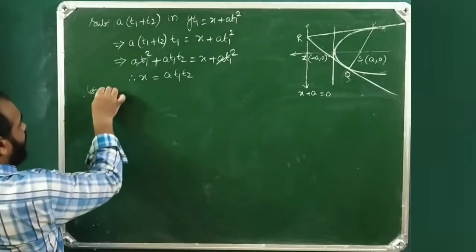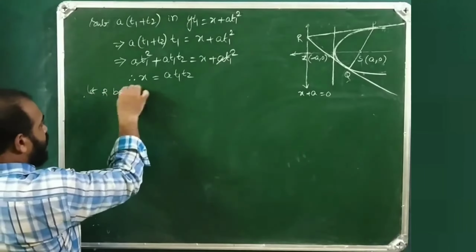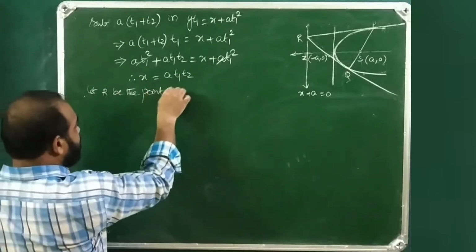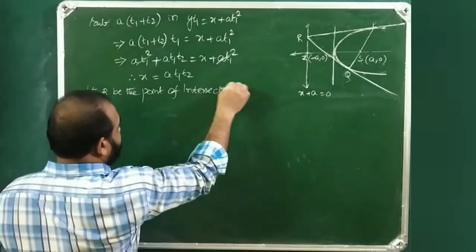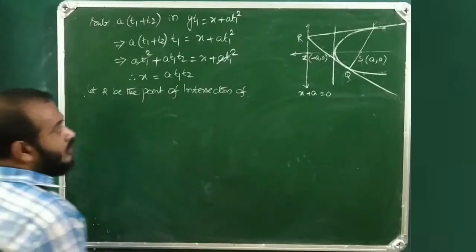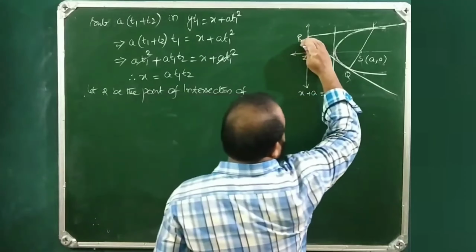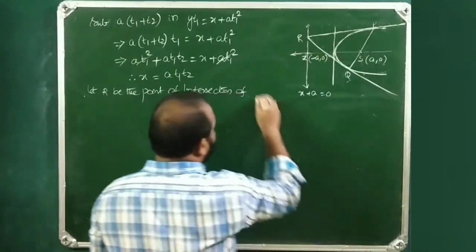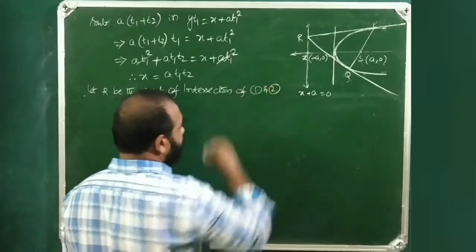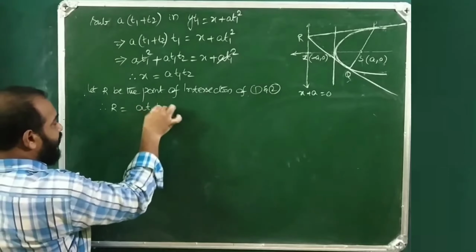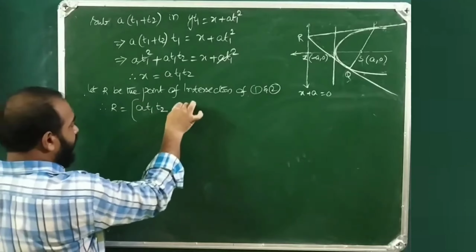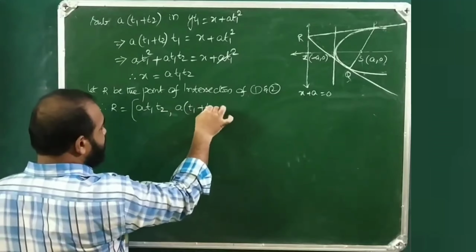Let R be the point of intersection of the tangent at P and the tangent at Q of 1 and 2. Therefore, R equals (a t1 t2, a(t1 + t2)).